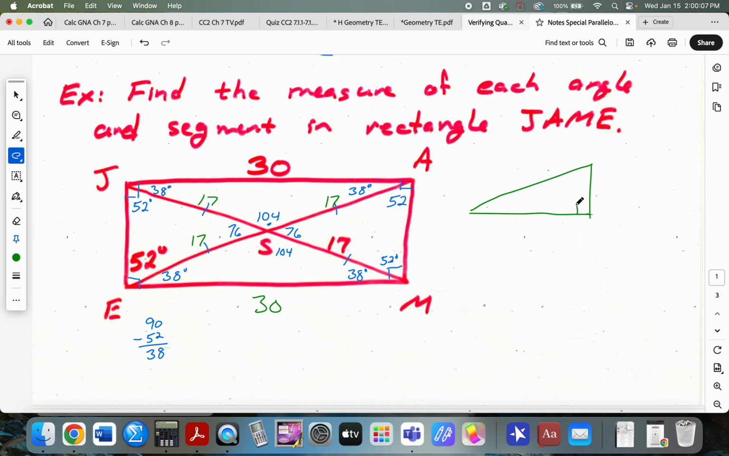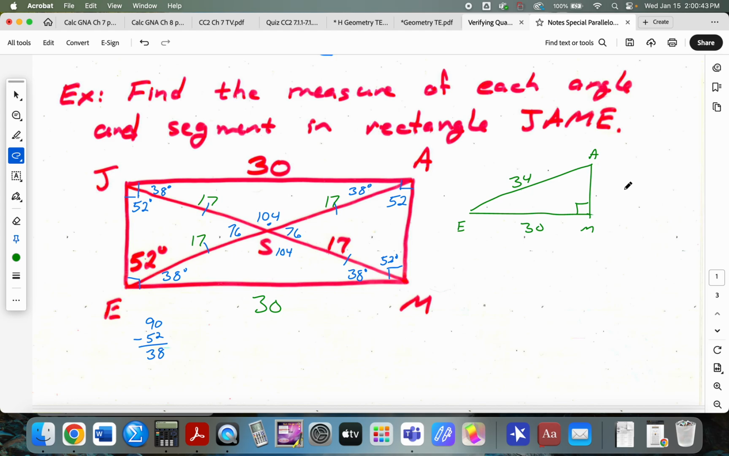The angle at M is a right angle. The length of EM, down here on the bottom, is 30. And the length of EA, this diagonal, is 17 plus 17, which is 34. Well, now I have to find the length of AM. How can I find the length of AM in this triangle? What theorem do I use?